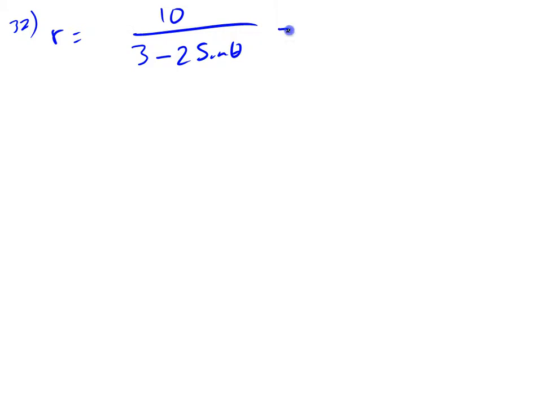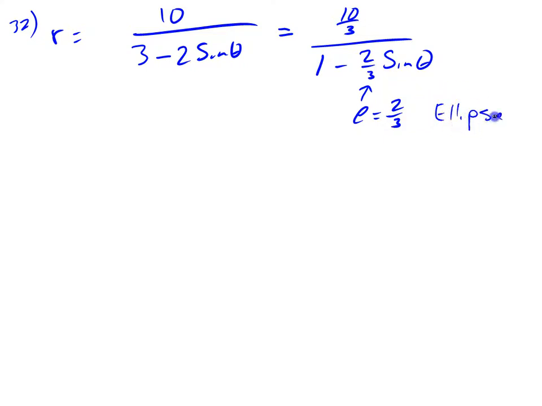To draw the graph, I don't need to do this, but to identify the type of conic, I'm going to divide top and bottom by 3 so that I get that to be a 1. So this looks like a 10/3 on the top, and the 3 divided by 3 is 1, and then the 2 divided by 3 is 2/3 sine theta. So I'm looking at that 2/3 right there and seeing that e is 2/3. So that is going to be smaller than 1, so we're talking ellipse.